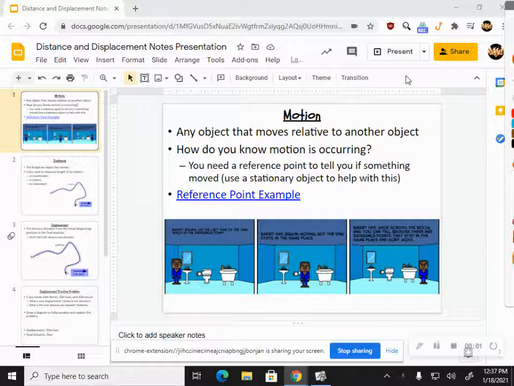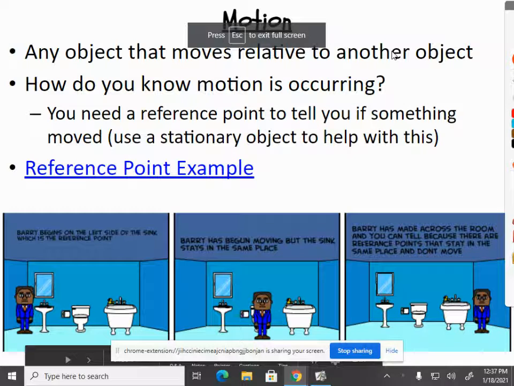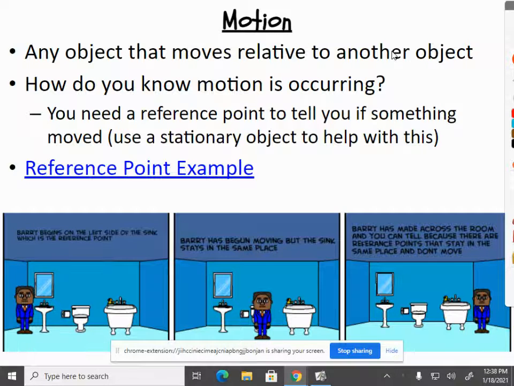Okay, this is your first introduction into motion and speed. So we will be talking about displacement and motion today. Motion depends on whatever you're looking at, so your reference point. Motion is any object that moves relative to another object.